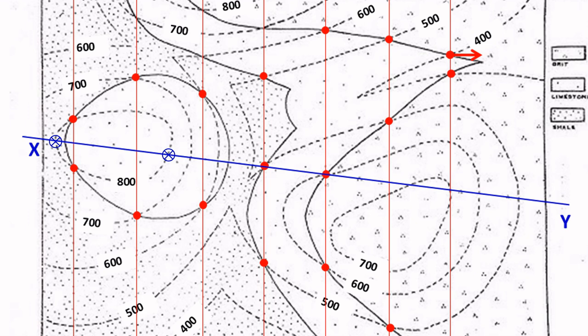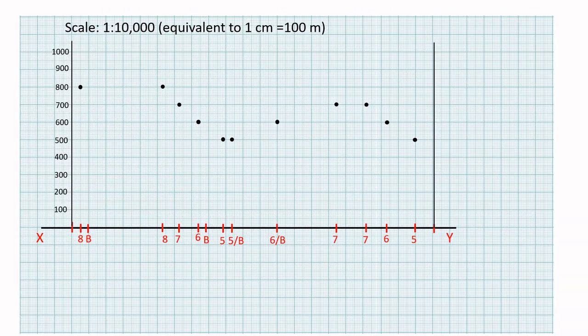Similarly, these 2 points have the same elevations of 500 meters and the section XY lies outside the 500-meter contour. So, they should be joined with a downward concave curve but not reaching 400 meters as the XY line does not cross the 400-meter contour.